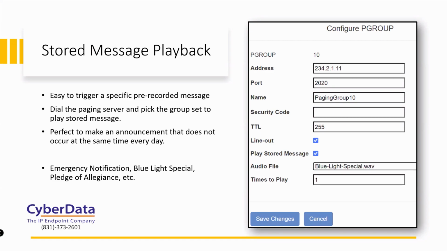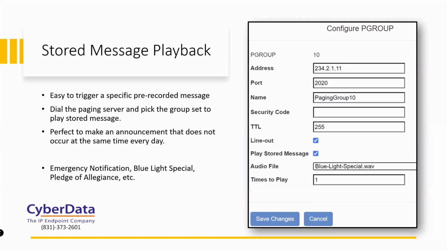So for stored message playback, to set up stored messages, what you'll want to do, as we were discussing earlier, is just check the box to play stored message. Once you do that, you can select a particular audio file from the stored message section that you uploaded earlier and pick the number of times to play, much like when you're creating a scheduled event. These are great ways to trigger pre-recorded messages that you would need to play a couple of times a day, but not at a particular given time.